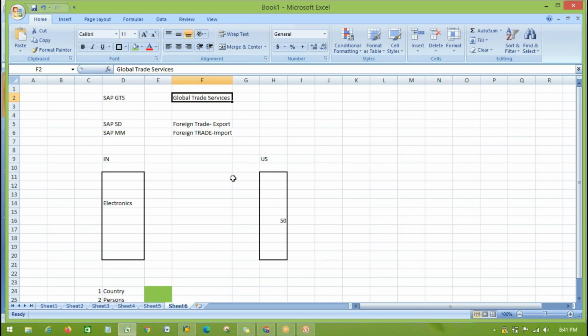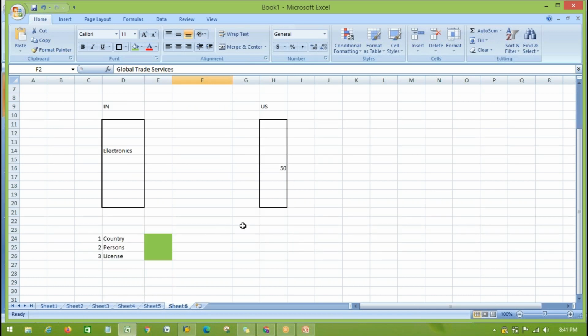So SAP GTS has given one module that is called compliance management. What is compliance management? As the name indicates, compliant is nothing but to be compliant. It means if we are an exporter, we need to be compliant with rules and regulations set up by authorities. If we are following rules and regulations, then only we are compliant. That is the reason SAP GTS has given one module called compliance management.